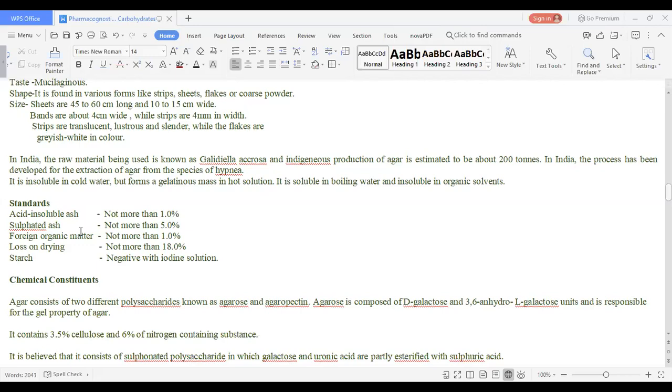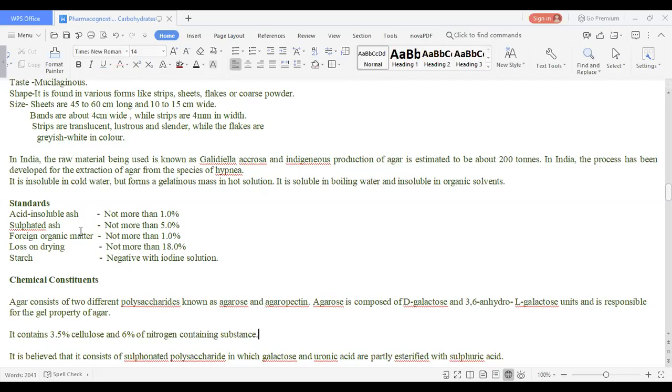Next, about chemical constituents. Agar consists of two different polysaccharides known as agarose and agaropectin. Agarose is composed of D-galactose and 3,6-anhydro L-galactose units and is responsible for the gel property of agar.